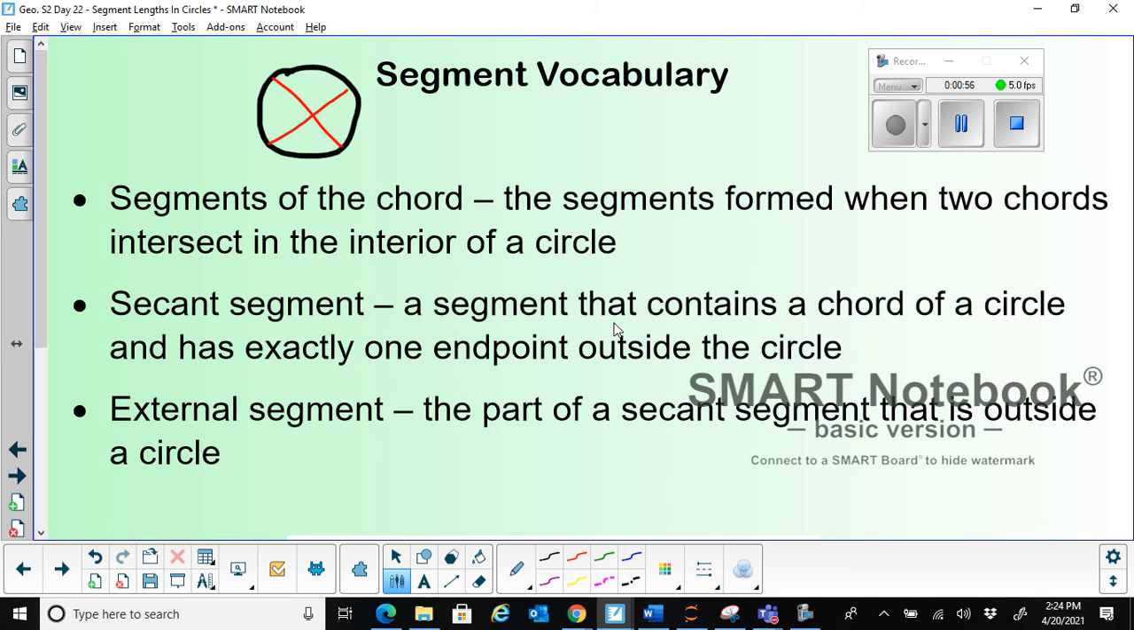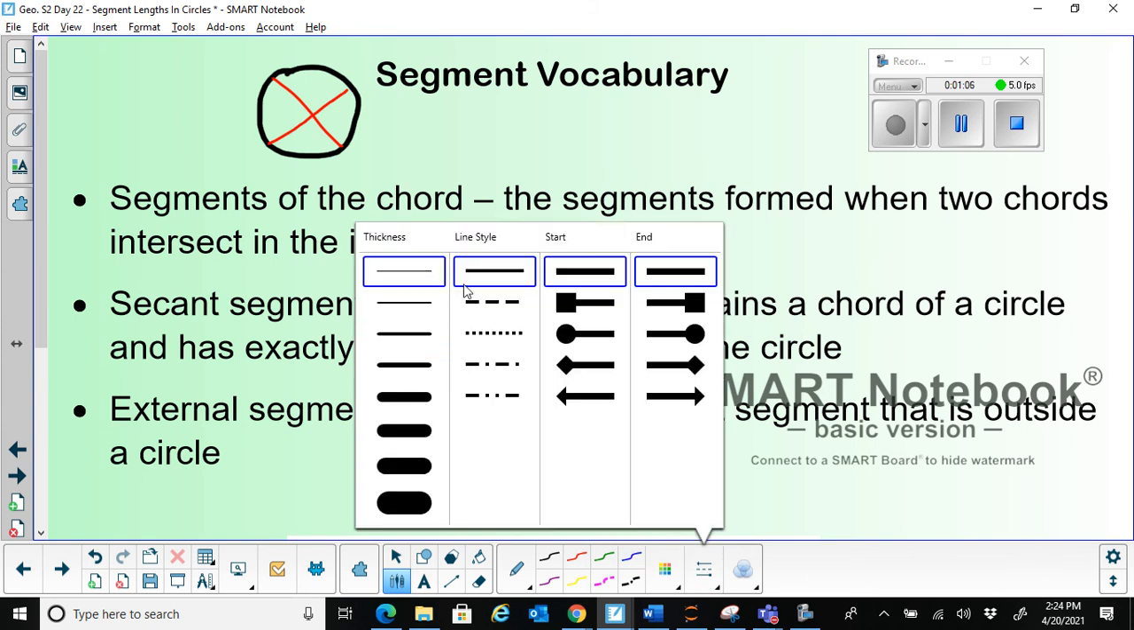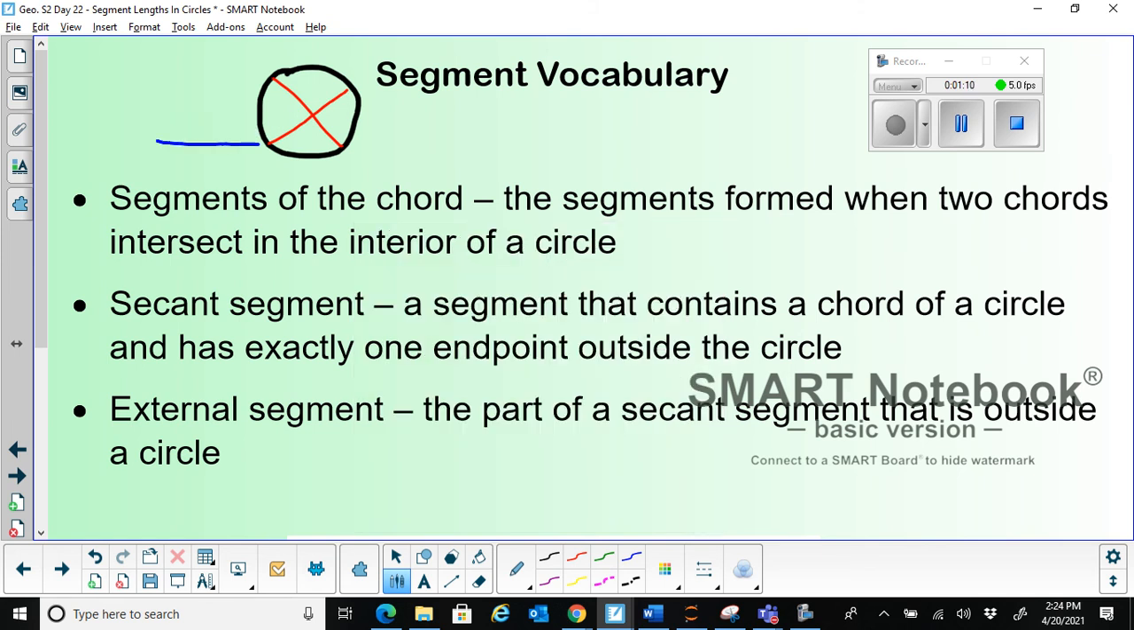Secant segment: a segment that contains a chord of a circle and has exactly one endpoint outside of the circle. The one that I'm indicating in blue is your secant segment on this circle. Supposing I have this, this will be a secant segment. AB will be your secant segment. So segment AB is your secant segment.